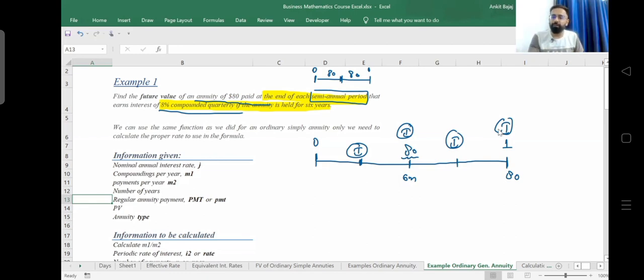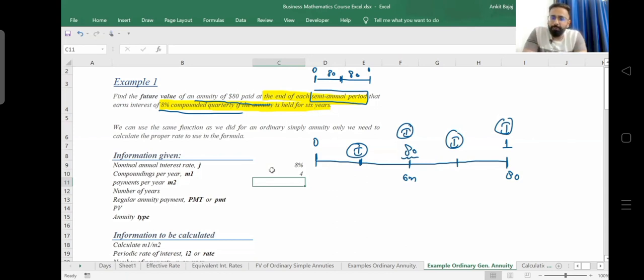So how will we solve this question? First I will write down the given information, right? What is the nominal interest rate in this question? The nominal interest rate is 8%, right? Now compounding per year: how many times will the compounding be done? Here we will be compounding 4 times in a year, right? Because you will be receiving interest 4 times in a year. So it is quarterly compounding.